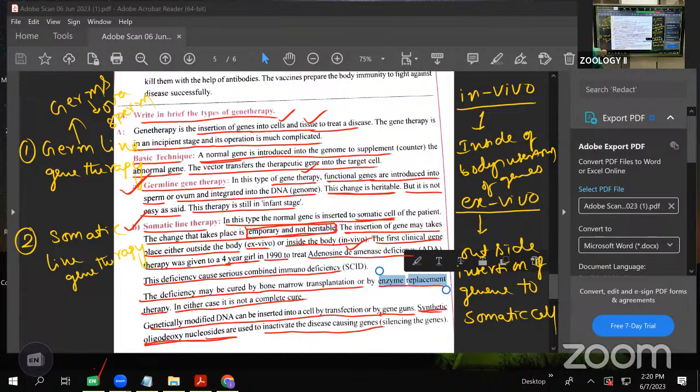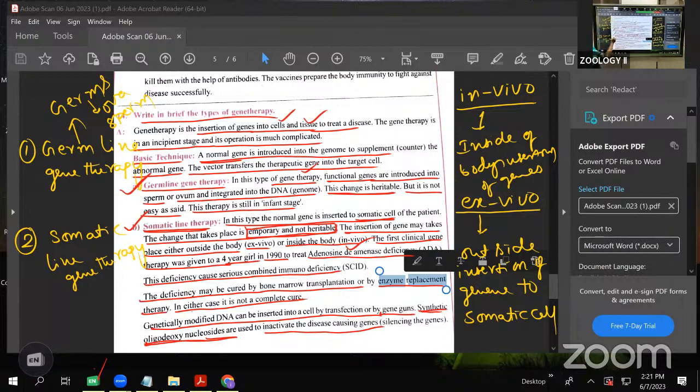Here, this is about gene therapy. Gene therapy means the insertion of genes into the target cell or the abnormal cell, that we call gene therapy. These two ways are there. One is called germline gene therapy, and the second one is called somatic gene therapy. In germline, we insert the gene into the germ cells, the sperm or ova. That is called germline gene therapy. It is heritable, means it is transferred to the next generation also.